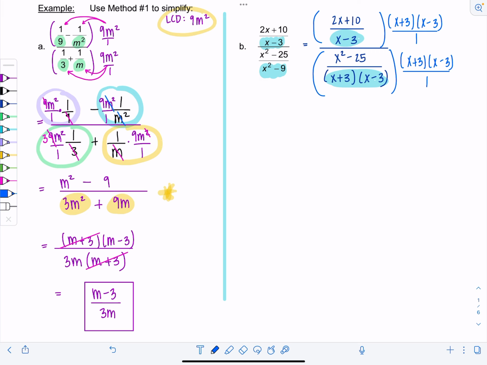Okay, now let's look here at the numerator. When we distribute, x minus 3 will cancel out, but I still have that 2x plus 10 and x plus 3. So I'm going to write that out here, 2x plus 10, x plus 3. All right, now let's turn our attention to the denominator here. Both the x plus 3 and x minus 3's will cancel out. So all I have left is x squared minus 25. So that's going to go in the denominator.